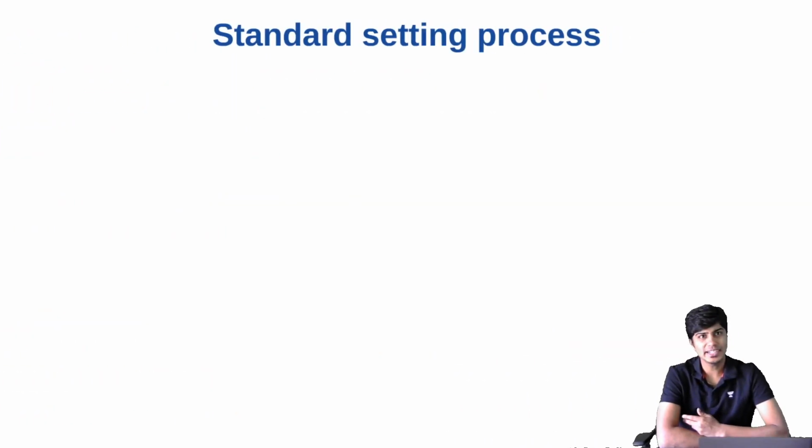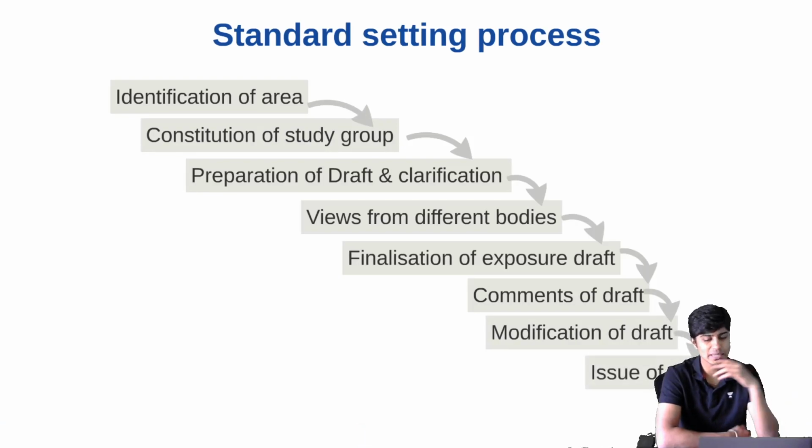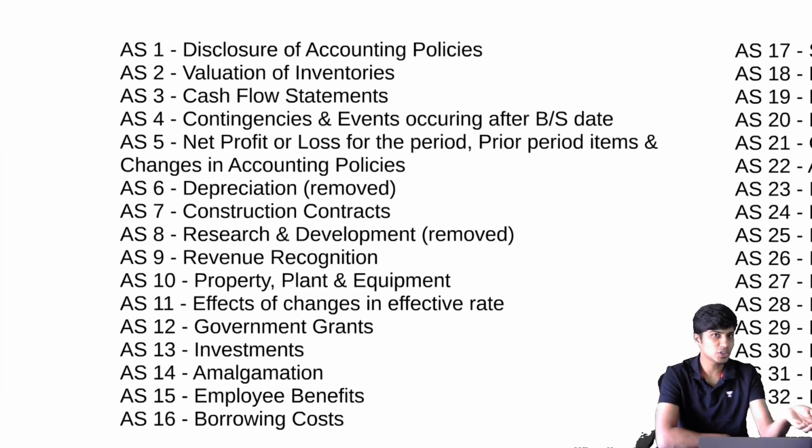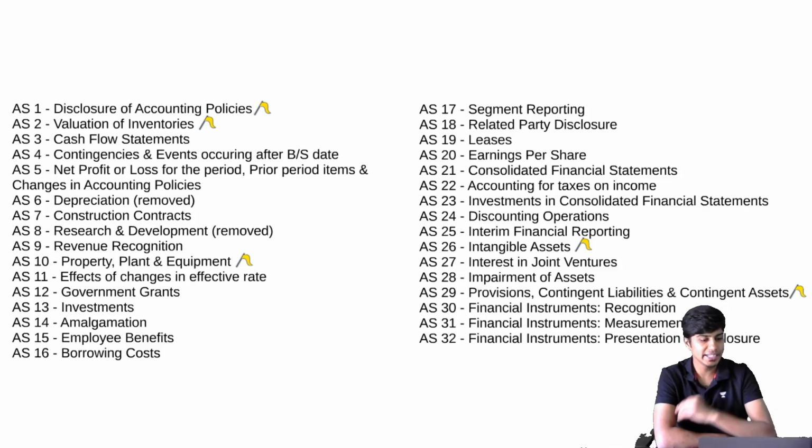Got it? So the standard setting process is something that we will discuss in detail in a regular batch, which we can skip now in marathon revision. These are the list of accounting standards, of which you will be reading a few of them at CA Foundation level. That is a little bit of AS 1, a little bit of AS 2, a little bit of 10, 26 and 29 is what we're going to be reading in CA Foundation.